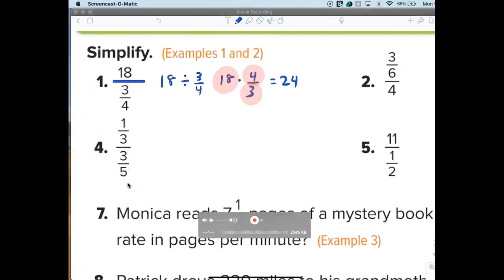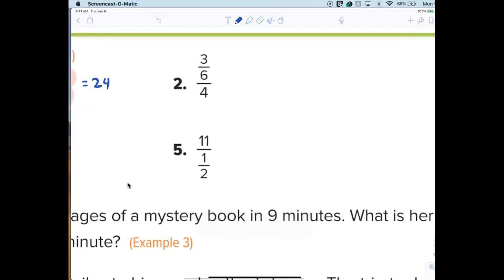All right, so now let's take a look at number two. Mr. Strickland, what does that say?